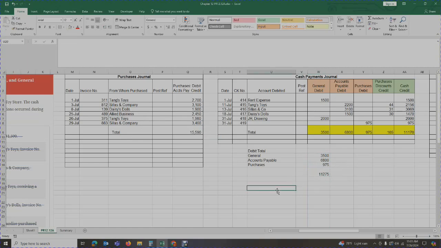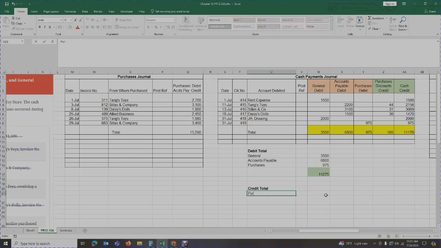Now we're going to do the credit totals. This is my debit total. And now we're going to do the credit total. For my credit total, I only have 2. We have purchases discounts of $105, and cash. For cash, we have a credit of $11,170. So we add those 2 together.